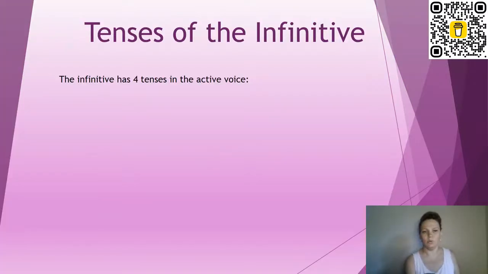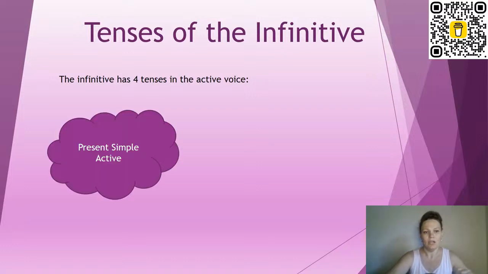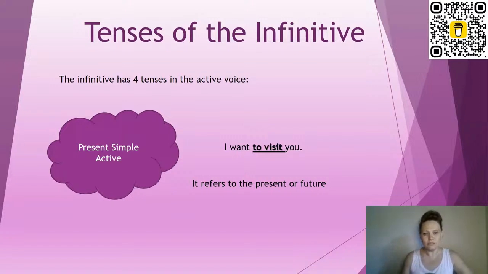So we will start with tenses of the infinitive. The infinitive has 4 tenses in the active voice. Let's look at them. Present simple active. This is our usual infinitive. I want to visit you. To visit, and that's it, without any endings. We remember from the previous lecture, it refers to the present or future. It is not possible to use any type of the infinitive to show future.